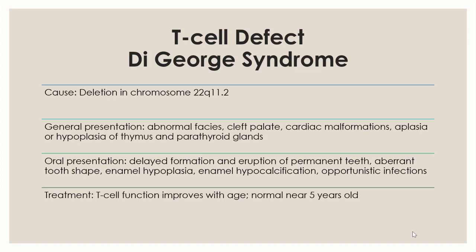Dental examination may reveal delayed formation and eruption of the permanent teeth, abnormal tooth shape, enamel hypoplasia, along with enamel hypocalcification. T cells are necessary for adequate B cell responses, so patients lacking functional T cells from birth often have decreased antibody production, hence more susceptible to opportunistic infection like oral candidiasis and herpes simplex virus infection. Treatment, usually the T cell function of the patient improves with age.